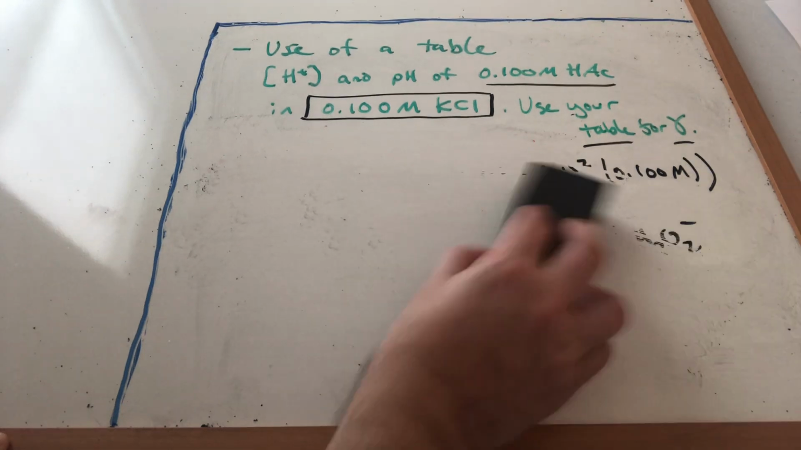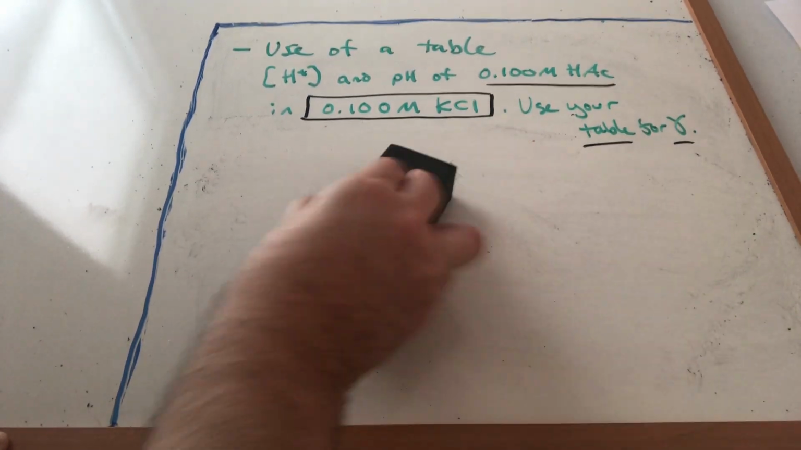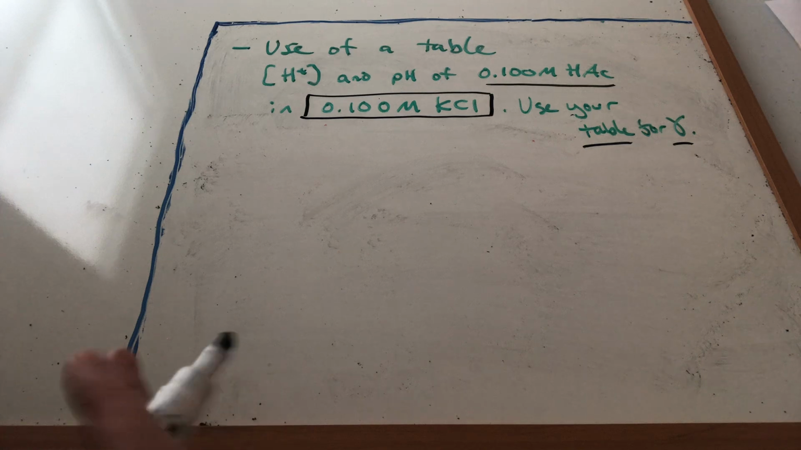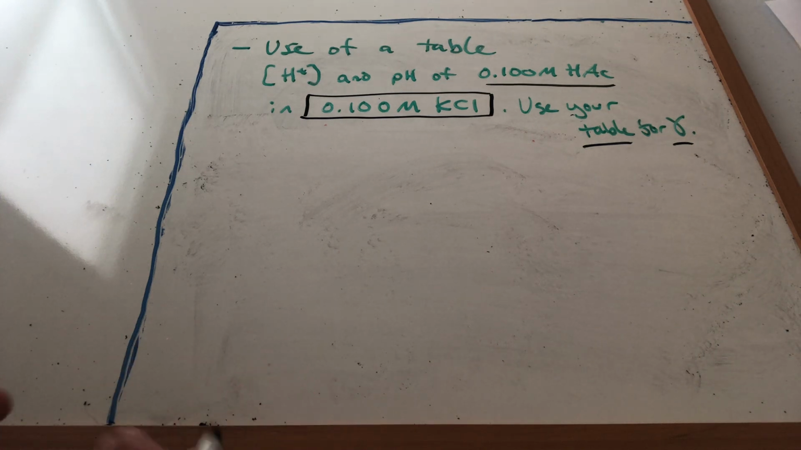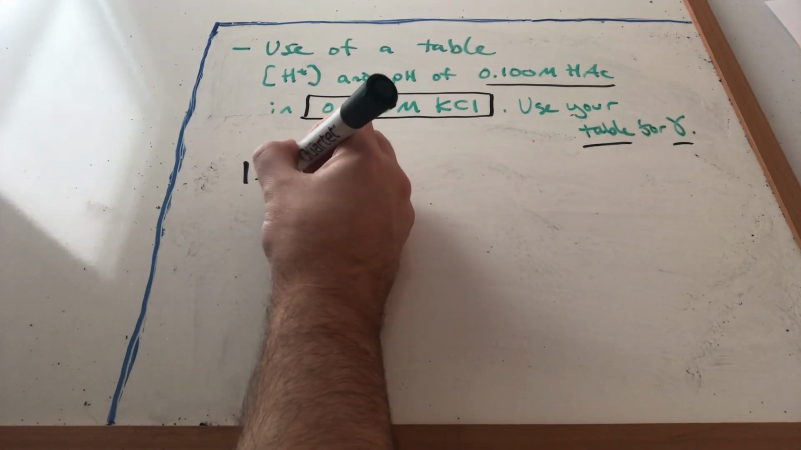The ICE table is exactly the same. The setup is exactly the same. We're still monitoring HAc and its dissociation. Nothing really changes about our setup except gamma now. So really, we can just piggyback on all that work that we just did in your notes, and we can jump right to our K expression.